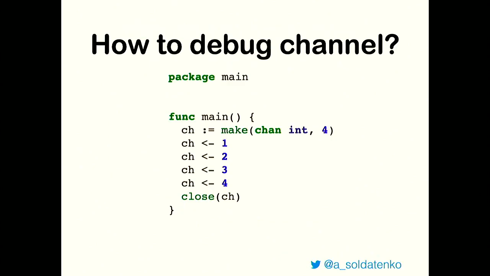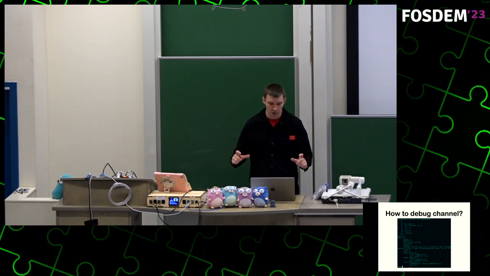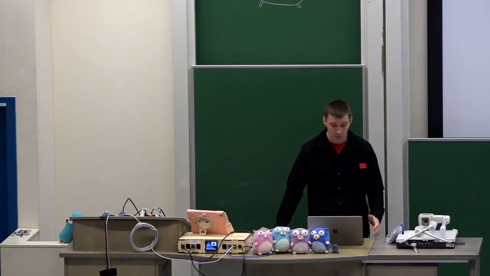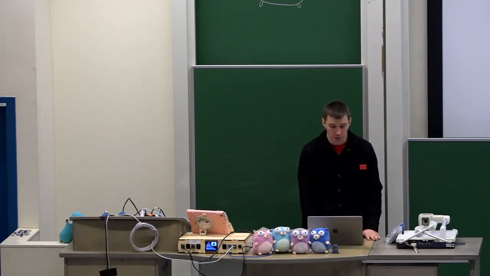What about channels? If I decide to send a message to a buffered channel of size 4, it's very nice that you can set a breakpoint, you can print the channel, and Delve has very fancy metadata which shows you even the current channel state. So you see I sent one, it's the first item, and some meta information, also useful.